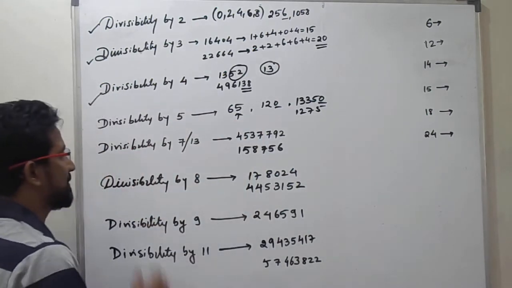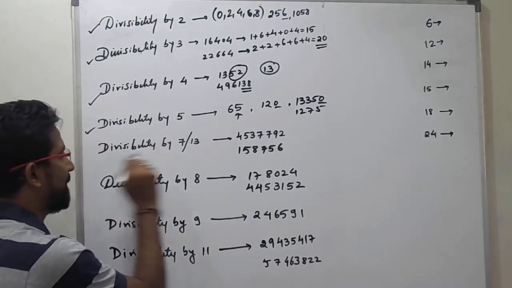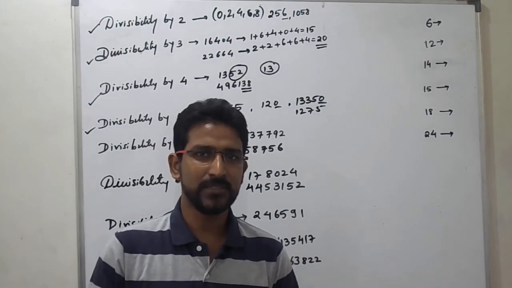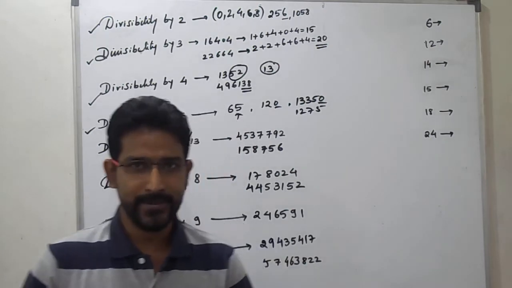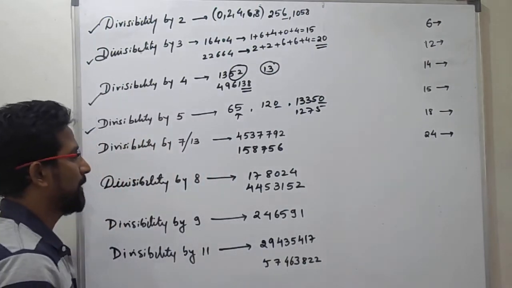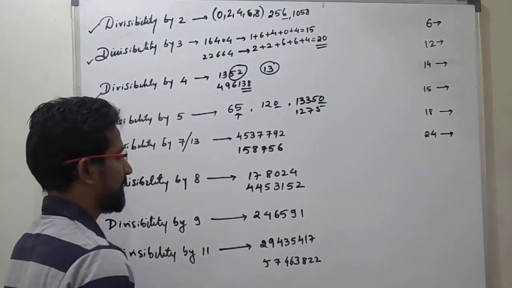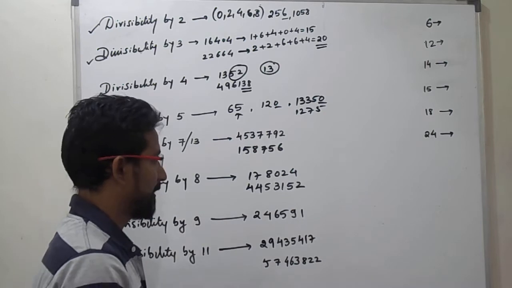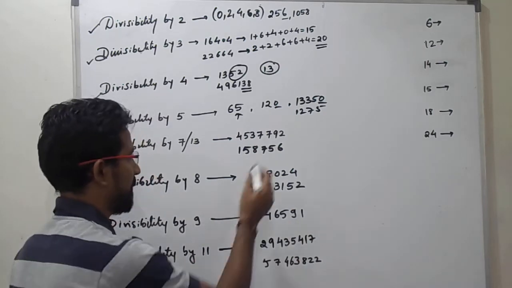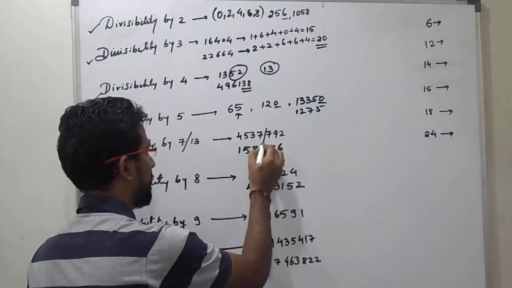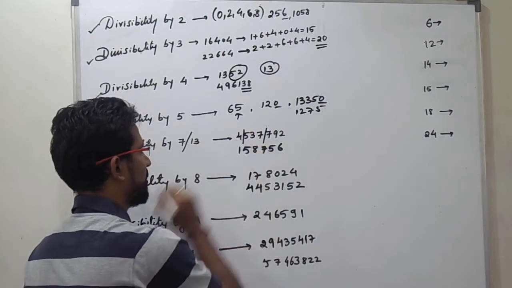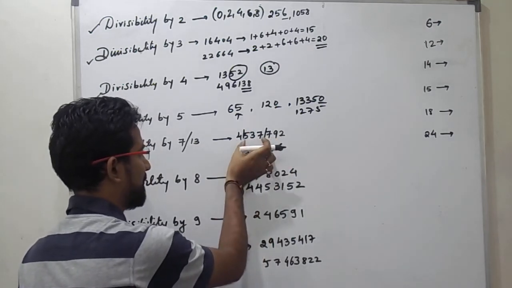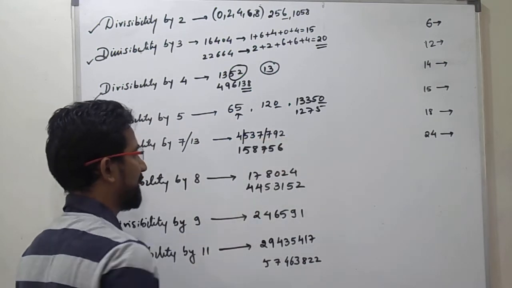Now we'll see the next, that is divisibility by 7 and 13. The same procedure works for 7 and for 13. There is some calculation here. First you have to make groups of 3 digits starting from the right: 1, 2, 3, 1, 2, 3. So 7, 9, 2, 5, 3, 7. This is one group, this is one group, and the remaining is 4.